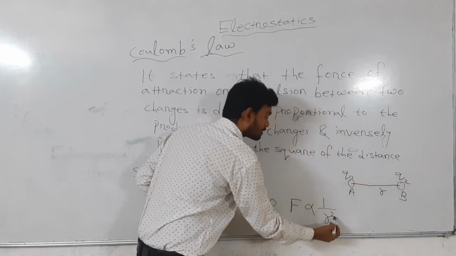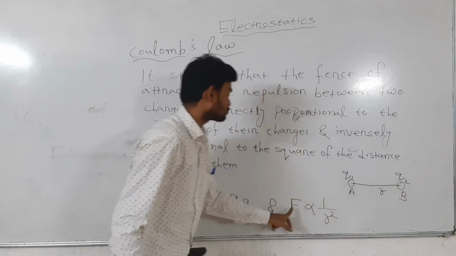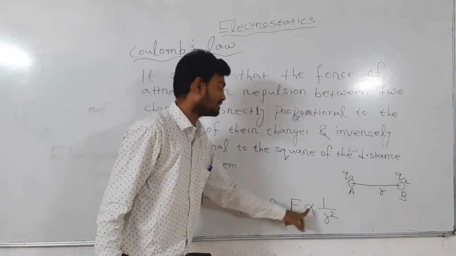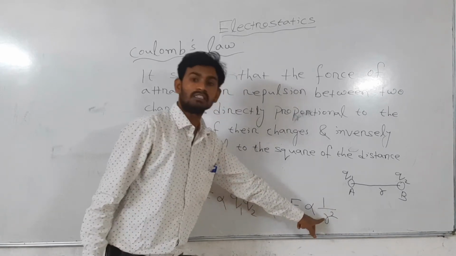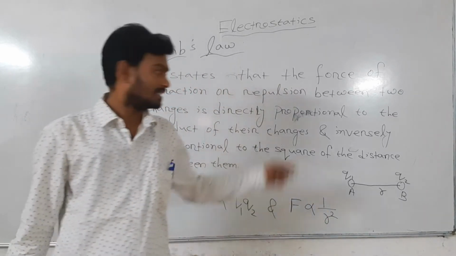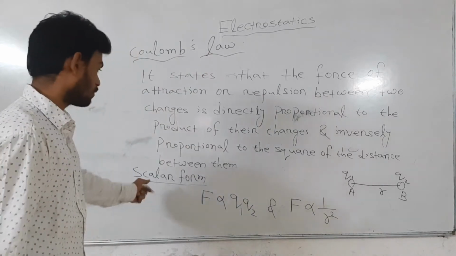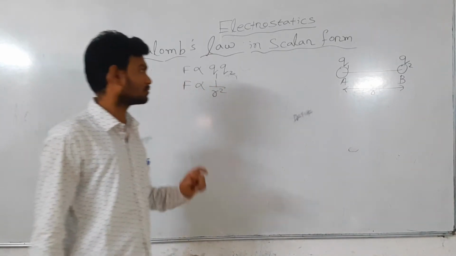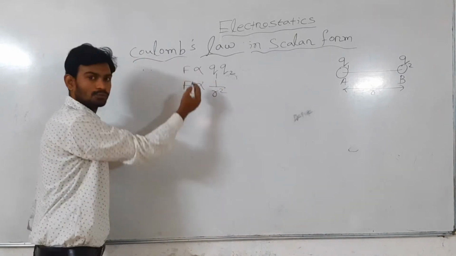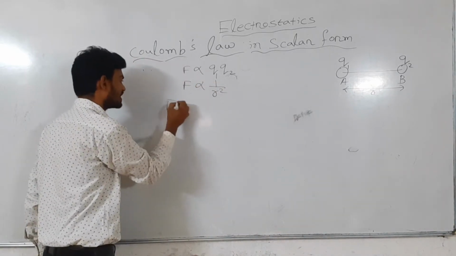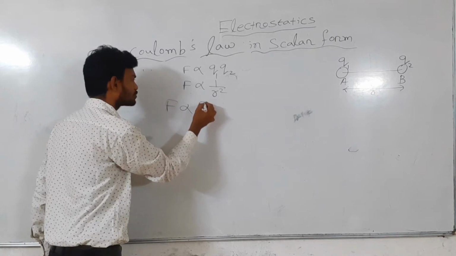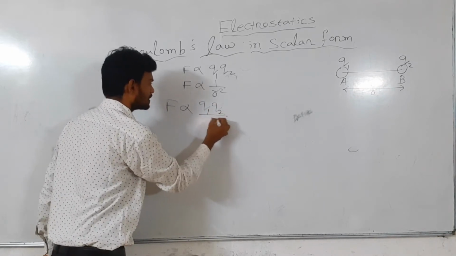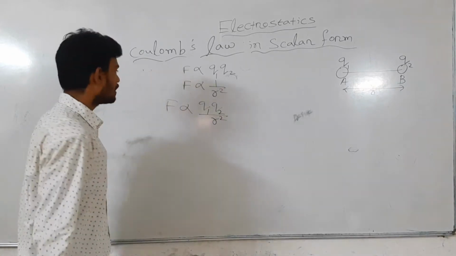So, the square of the distance between these two charges. F is directly proportional to Q1 Q2, and F is inversely proportional to the square of the distance between them. It is the scalar form. F is inversely proportional to R square. Now combining these two, we get F is directly proportional to Q1 Q2 by R square.